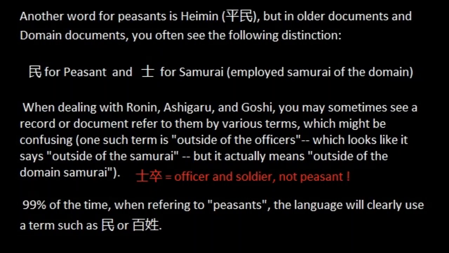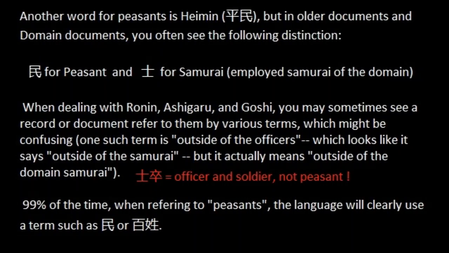Then you have another term for peasant, which is heimin, a kind of generic term. It's composed of two kanji: hei, which means peace, and min, which is the real word. Min is the actual word for commoner or citizen, or for peasant. You'll see it lower on the screen. That's the actual kanji for peasant, and the one over would be for samurai. That's usually how you see it in older documents and domain documents, like records and registers, peasants and samurai.